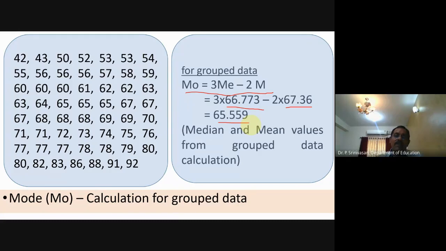You see all the three values: median is 66, mean is 67, and the mode is 65. All are very near. So the data will be approximately a normal probability curve. And anyway, all these things we will see in the normal probability curve.